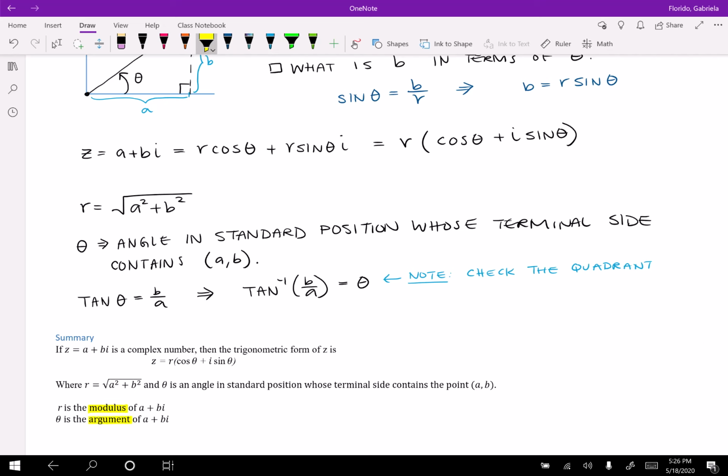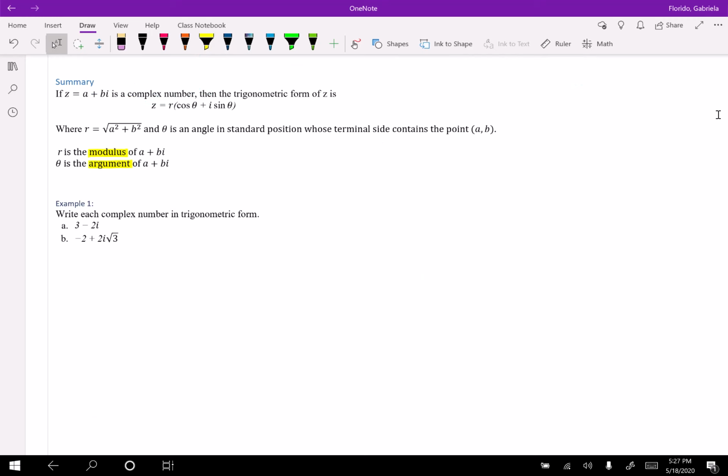We don't always have to use theta, but whatever symbol you're using to represent your angle, remember that that's called your argument. So if I ask you to find the argument, I'm asking for this angle that's in standard position that contains that point. Let's try some examples here. I have A and B, and the directions are: write each complex number in trigonometric form. So we would have to find the modulus and we would have to find the argument. So let's actually start with A.